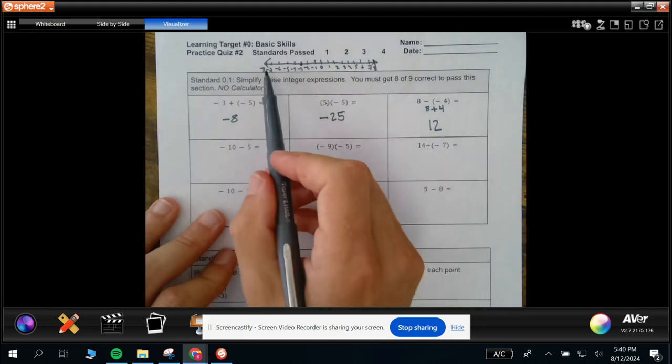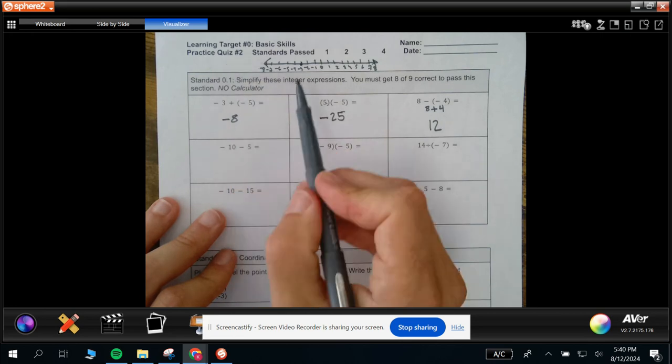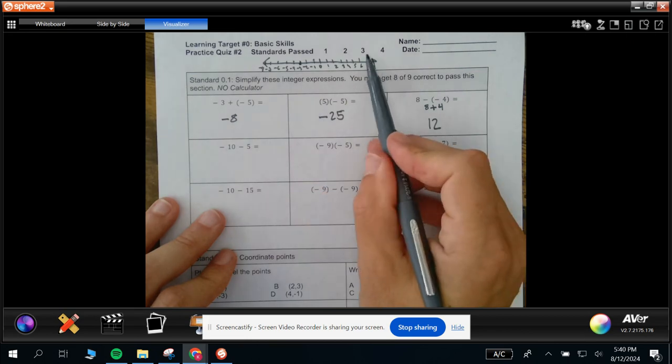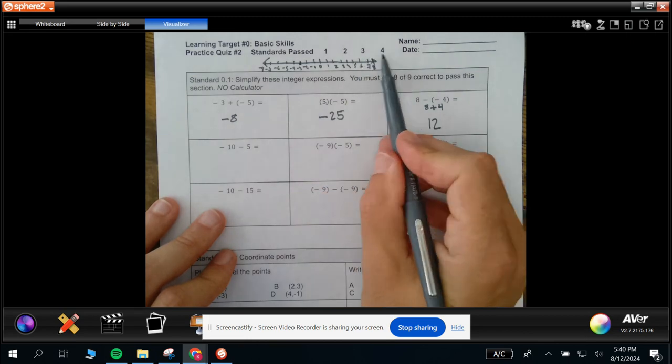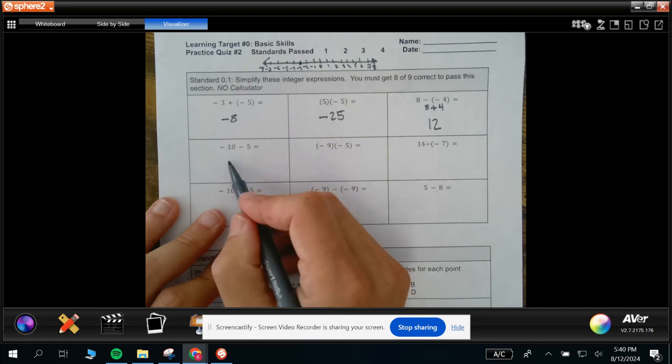-10 minus 5. Well, if I start at -10 and I take away 5, further to the left. Think about doing if it was 10 minus 5. 10 minus 5 would be 5. It's the same direction even if you start at -10. So -10 minus 5 becomes -15.